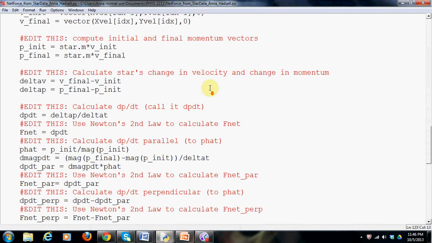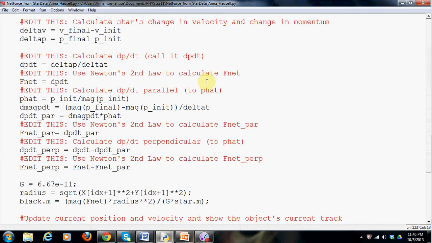The most important part of our code is right here, and that's where F net parallel and F net perpendicular are found. They were found using the changes in momentum, right here, over each time step, where delta t was equal to 86,400 seconds, or 1 day. And then in order to find the mass, which was the main objective of the lab, we just plugged the radius, which we found here, into the universal law of gravitation.